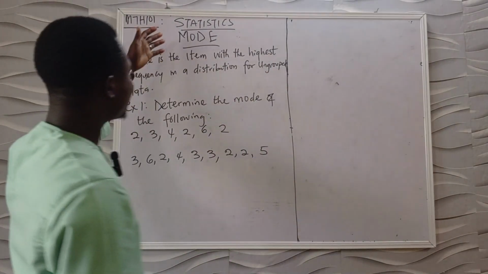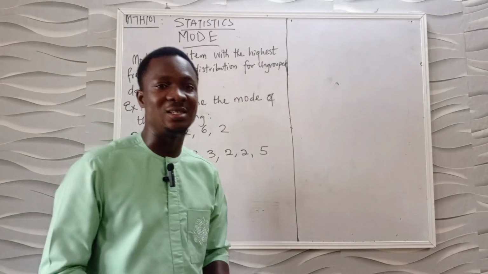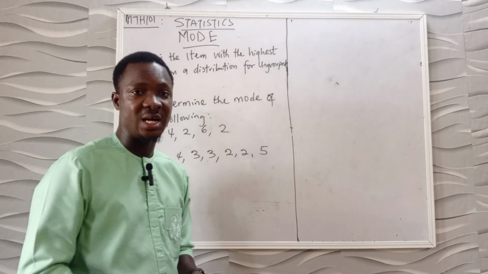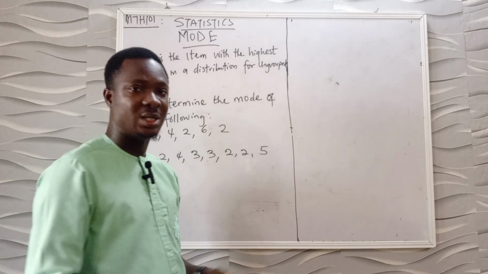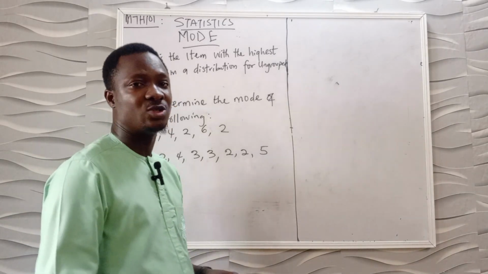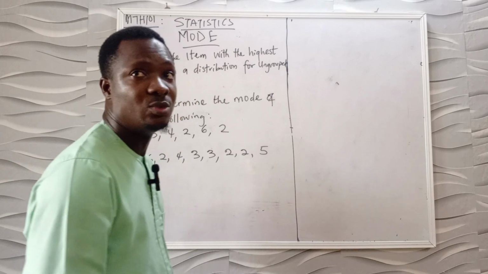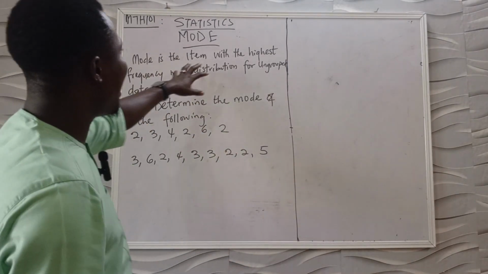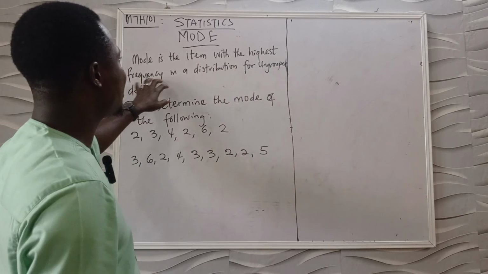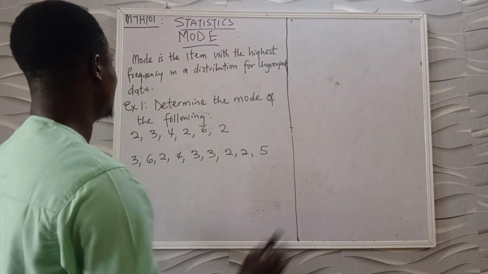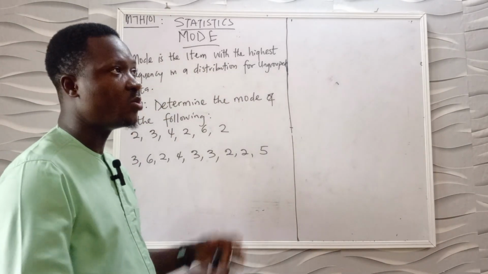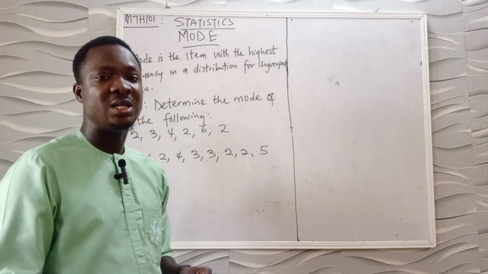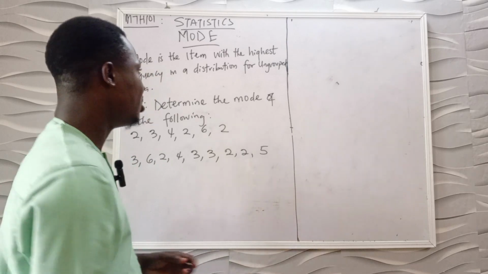I want to look at the last central tendency, called mode. In my last video, we looked at median for both grouped and ungrouped data. Just in case you've not watched that, you can go back and do justice to it. We are going into mode straight away, and we said that mode is the item with the highest frequency in a distribution for ungrouped data. So when we have numbers appearing more than the others, then that is the mode.